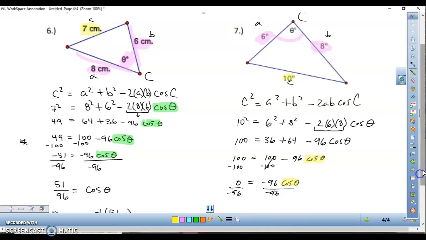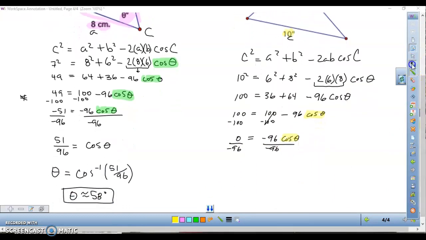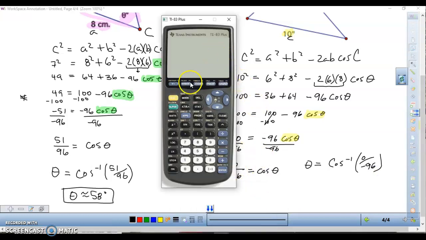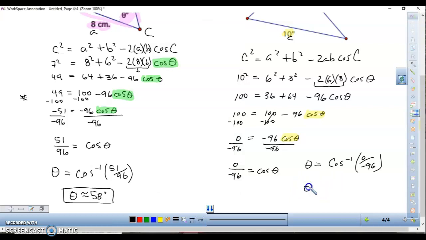Scroll down a little bit here. All right, and when I divide both sides, I get that 0 divided by negative 96 is equal to cosine of theta. So, to solve for an angle, I'm going to punch that in my calculator like this. So second cosine, and then I put that fraction 0 divided by negative 96, and you guys know that is just 0. So inverse cosine of 0 is 90 degrees. Theta is equal to 90 degrees.